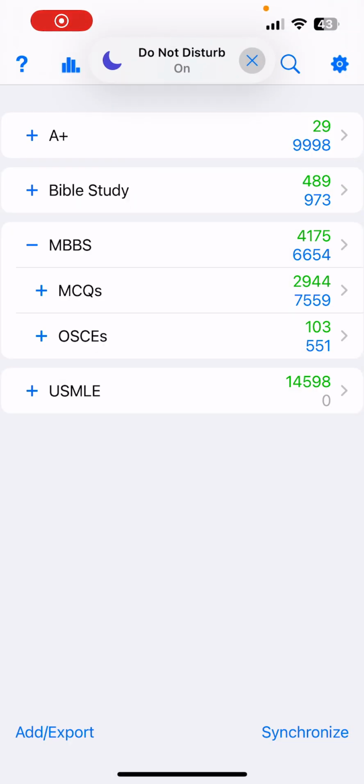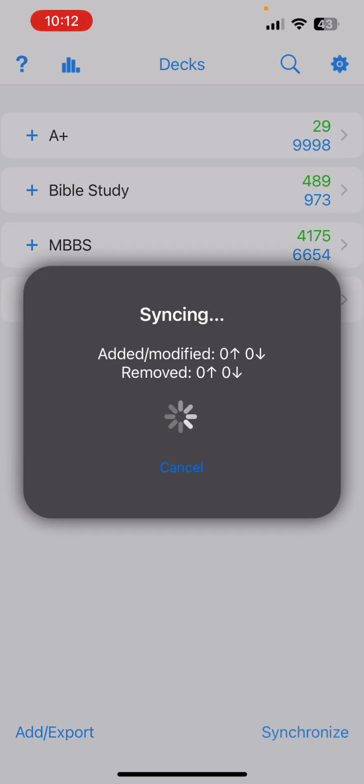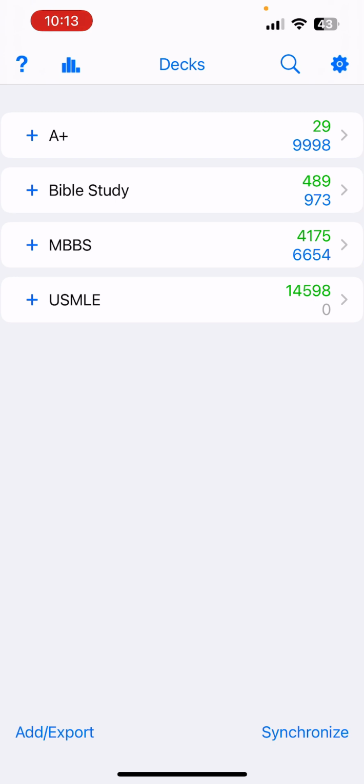All right, let's get back to brass tacks. So we're on the second day of studying through Anki. We're on the road to MBBS, and without further ado, let's get into it. Let's get it started. All right.